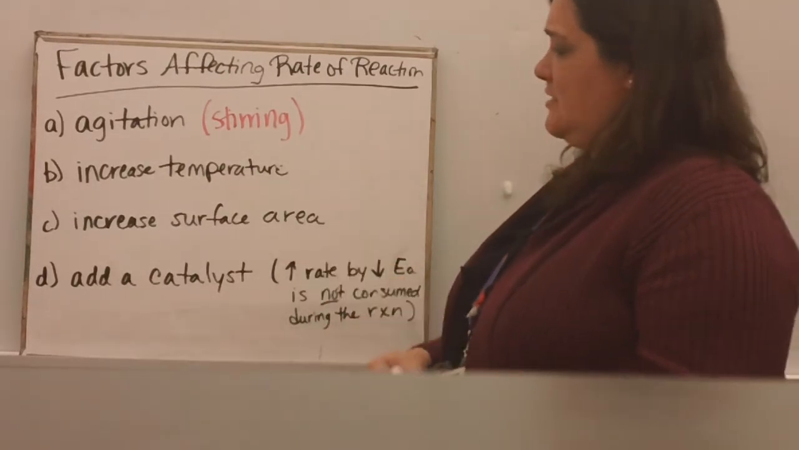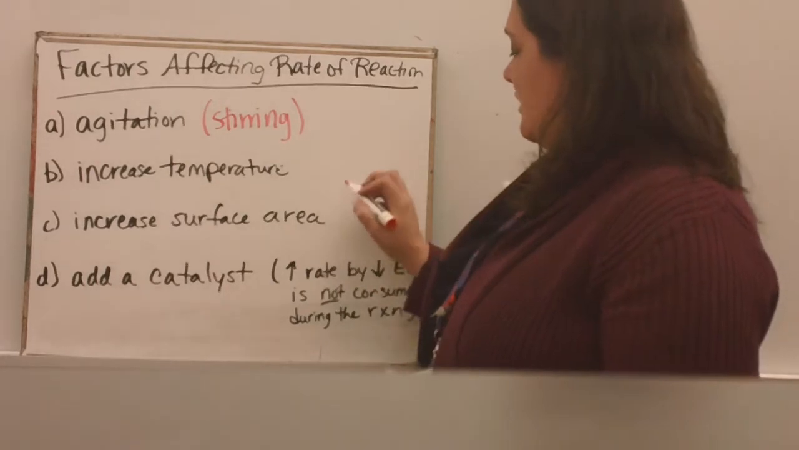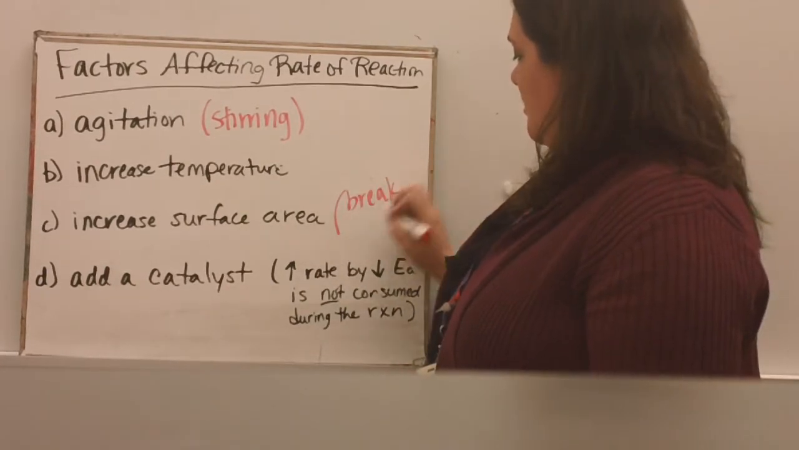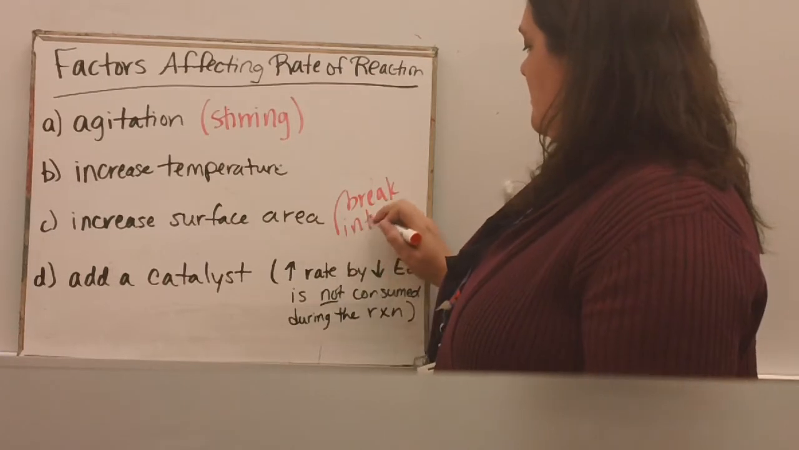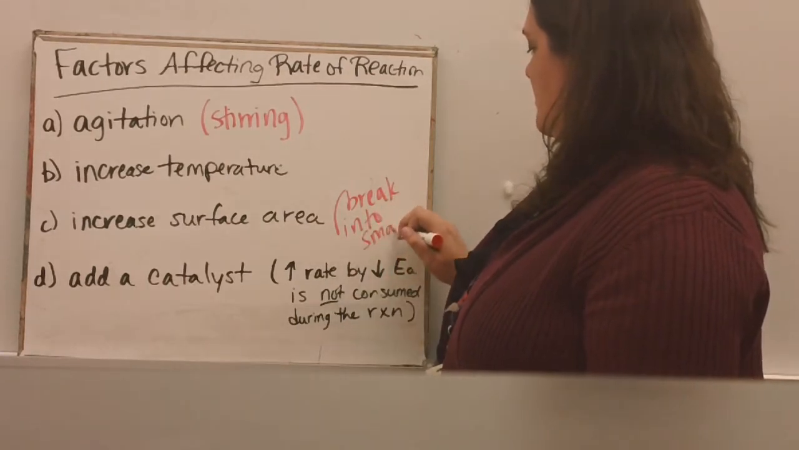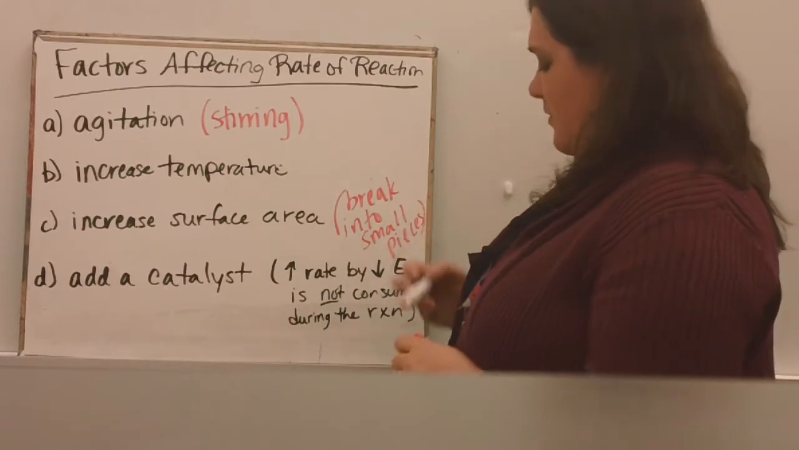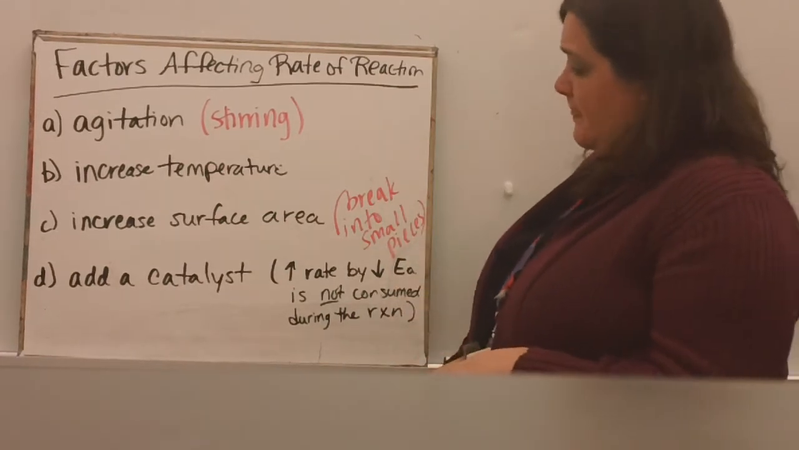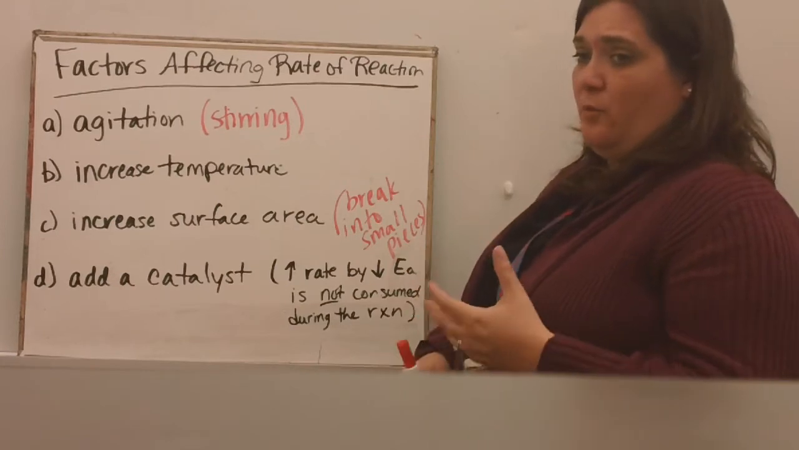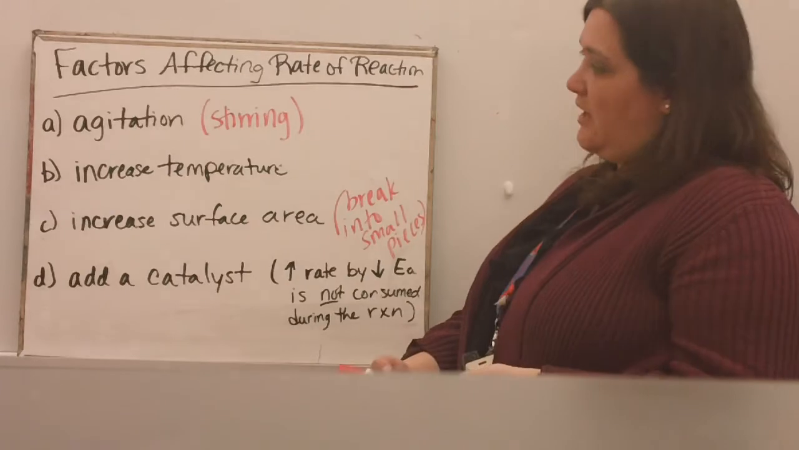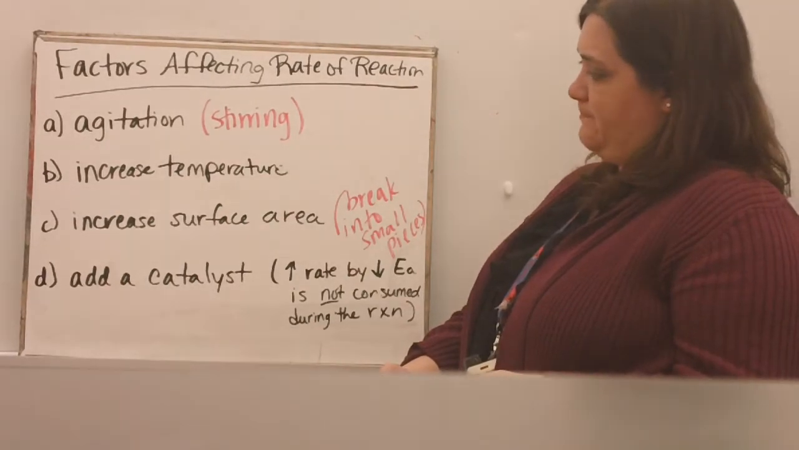Also, you can increase the surface area. One of the ways we can increase the surface area is to break into smaller pieces. If we break up the reactants into smaller pieces, then they have more area which they can collide with. And so again, the more collisions, the more likely we are to increase the rate of the reaction.